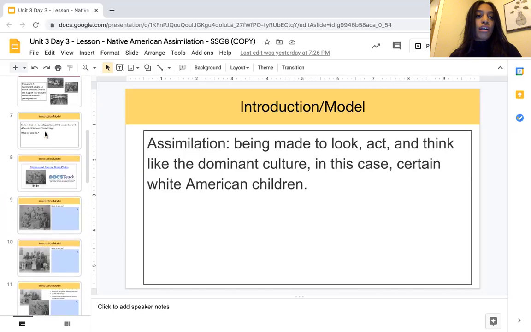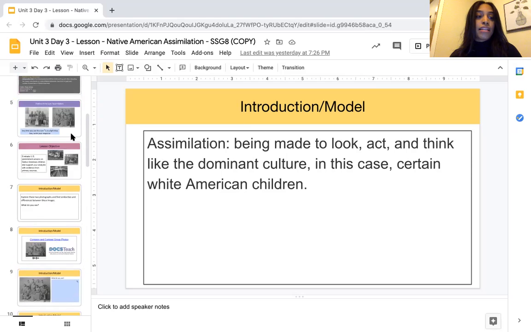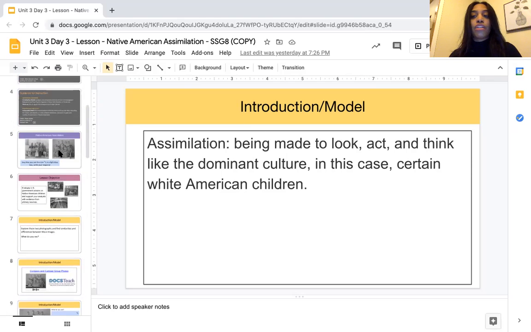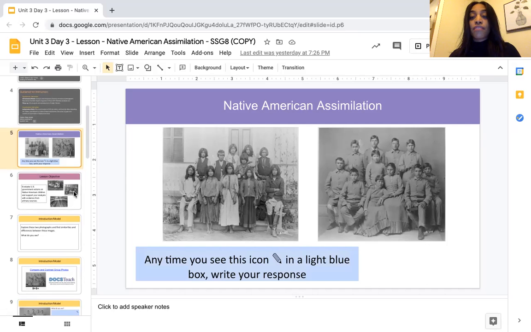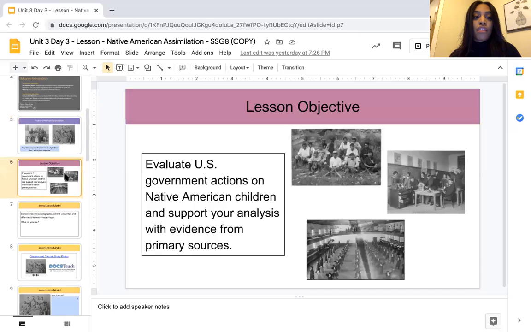So once they understand what assimilation means, you can do this, right, by teaching them through images, as I just noted. And here you have a before and after, right, of Native American assimilation. Of course, the lesson objective here, where you want your students to be at the end of the lesson, is they have to be able to evaluate US government actions on Native American children, and they have to support their analysis with evidence from primary sources.